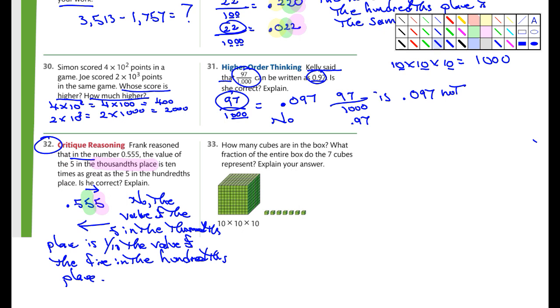Let's see here. 33, last one I'm going to help you with. 33. How many cubes are in the box? Okay, well, they kind of give you a hint here. 10 times 10 times 10. You figure that out. What fraction of the entire box do 7 cubes represent? Easy. You guys could do that one on your own. And then the number 34 and 35, multiple choice. I'll let you figure it out.